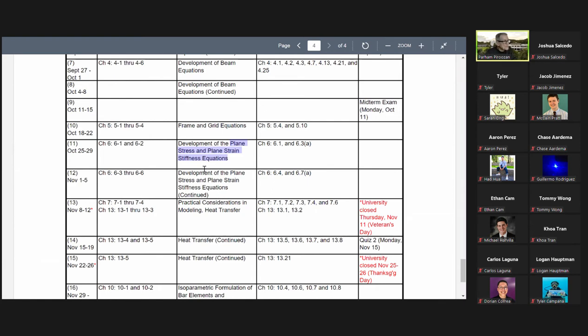We are going to complete our discussion on triangular elements and look at a new type of element, which is rectangular elements, at the end of our discussion today.